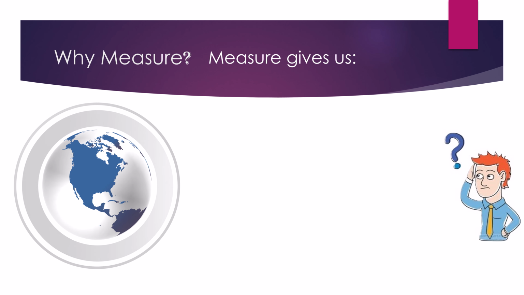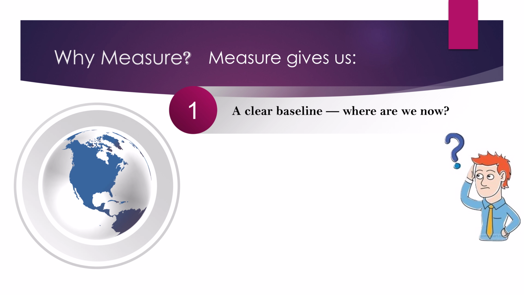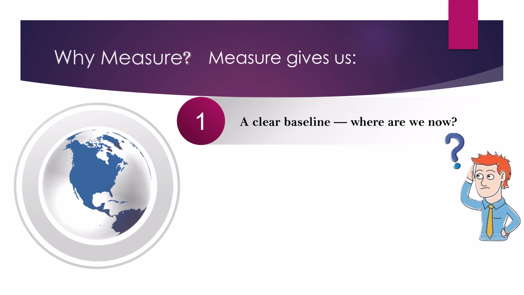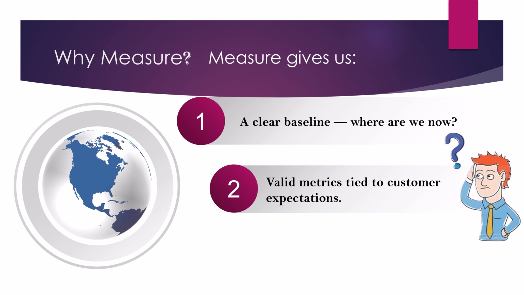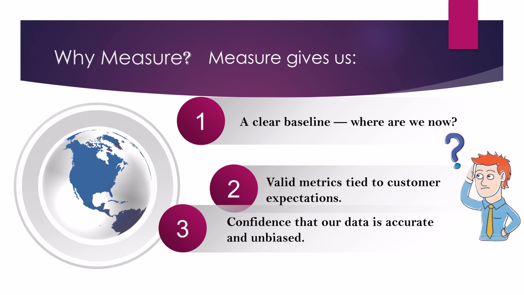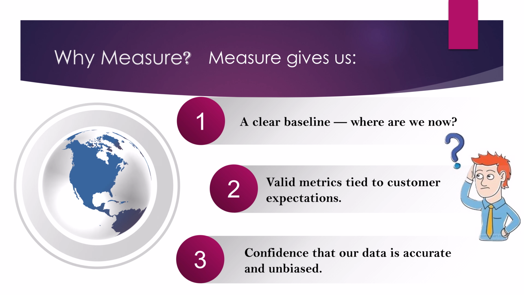Measure gives us three essential things. First, a clear baseline, a snapshot of our current performance. This helps us understand where we are today before we make any changes. Second, valid metrics that are directly linked to customer expectations. These metrics tell us whether our process is really delivering what the customer values most. And third, confidence in our data. Because our analysis is only as strong as the data behind it. In this phase, we ensure that every piece of data we collect is accurate, trustworthy, and free from bias.